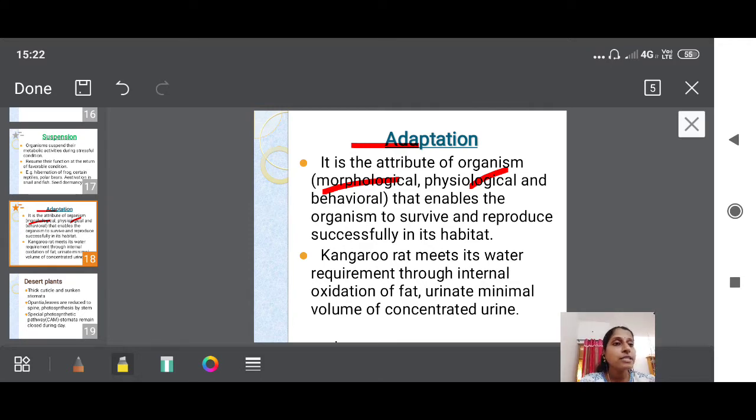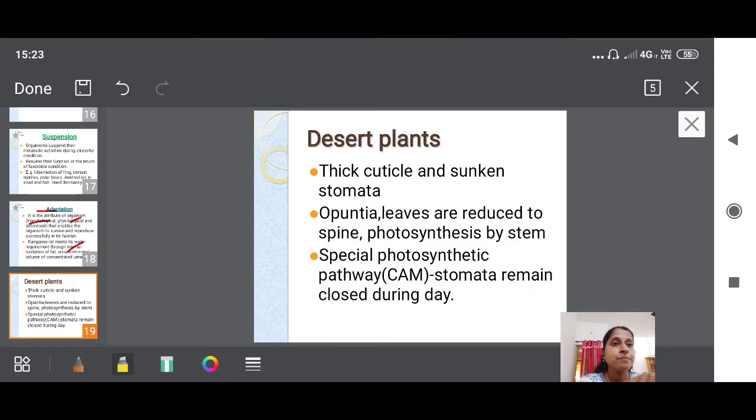Now kangaroo rats, when you look at them, meet their water requirement. They want water. So how do they make use of the water, which is very scarce there? They oxidize fat, and the byproduct is released as what? Water, and that water is utilized by them. Along with that, desert animals urinate very little, so that water is not lost in the form of urine, it is preserved. So those are the various ways by which desert animals adapt. Now when you look at desert plants, what do they have?